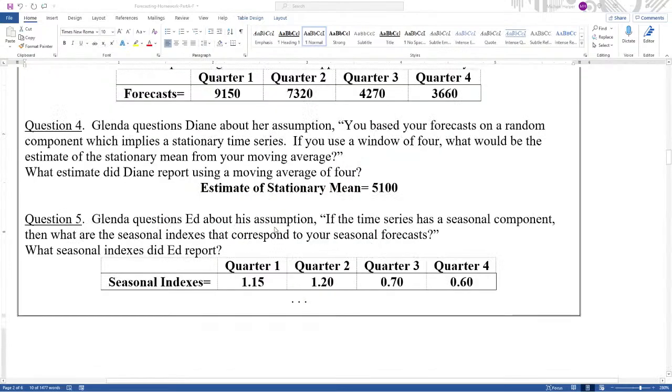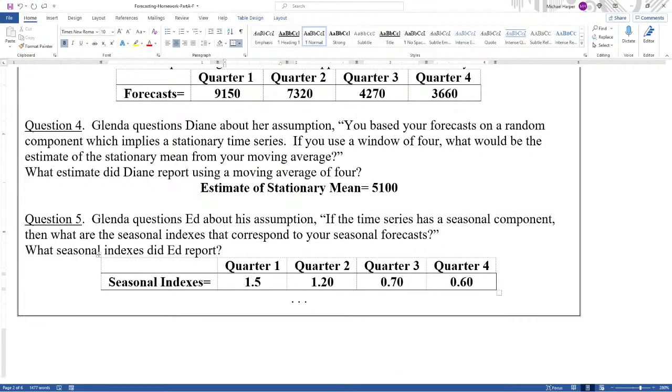Glenda questions Ed about his assumption. If the time series has a seasonal component, then what are the seasonal indexes that correspond to your seasonal forecast? There it is. So a lot of times when they ask you for a forecast, they'll go deeper. They go, yeah, well, what about this? What about that? What about this? What about that?